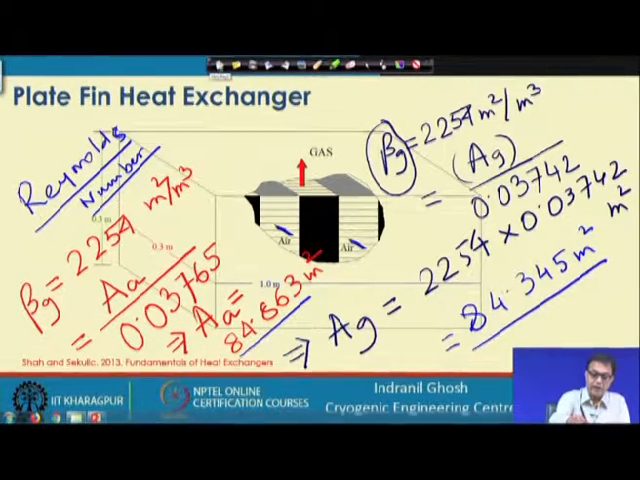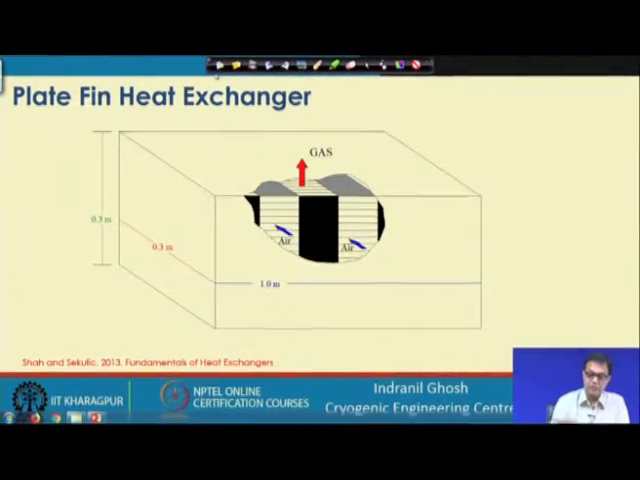The hydraulic diameter for each passage of this heat exchanger has already been given to us. Since the hydraulic diameter gives a relation between the free flow area and the total heat transfer surface area, we should be able to estimate the free flow area from the knowledge of the hydraulic diameter and the heat transfer surface area.